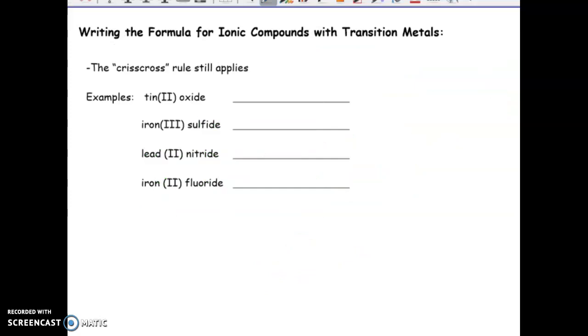Okay, so again, crisscross rule. This should actually be pretty straightforward because the number that's in Roman numerals will tell you what the charge is for each of those metal ions. So you can go ahead and pause the video and give these a try. Remember, you want the lowest possible subscripts as well.